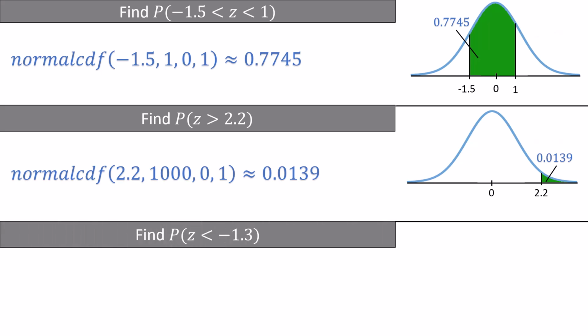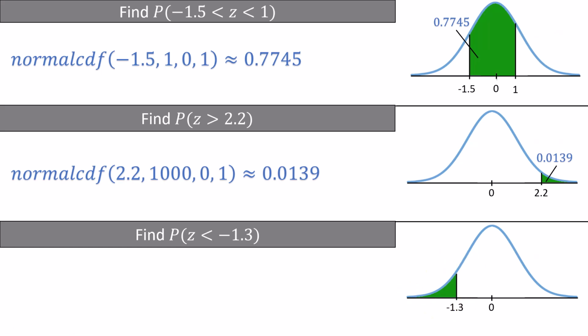Let's try a less than probability. What is the probability of sampling a z-score that is less than negative 1.3? Remember, z-scores represent the number of standard deviations you are from the mean. So this is the same thing as saying, what is the probability of sampling a value that is less than 1.3 standard deviations below the mean? Once again, we can go ahead and draw our picture. We have 0 in the middle and negative 1.3 somewhere to the left. We are asked for the probability that z is less than negative 1.3. So that's this area to the left of negative 1.3.